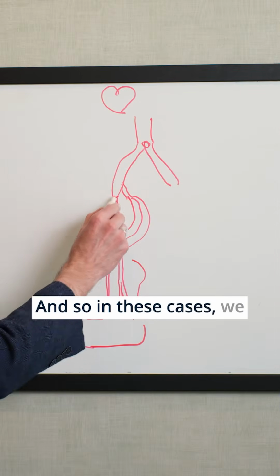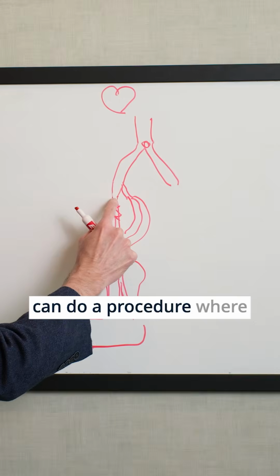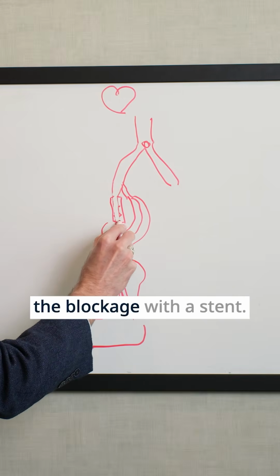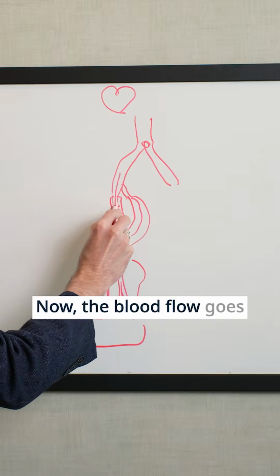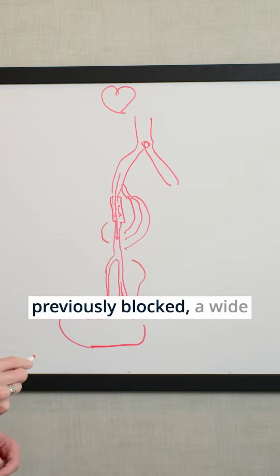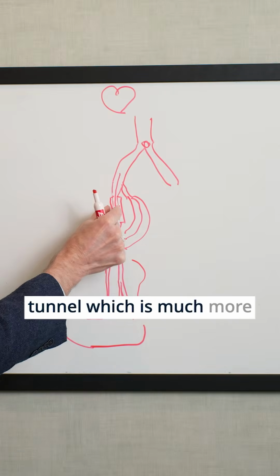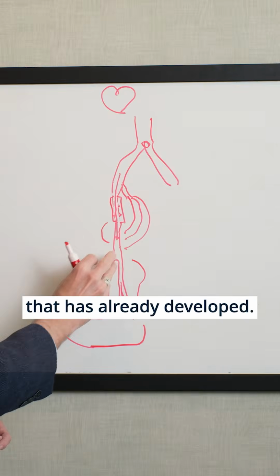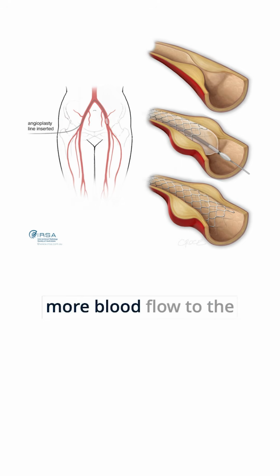And so in these cases, we can do a procedure where we get a wire to go through this blockage and open up the blockage with a stent. Now the blood flow goes through the area that was previously blocked, a wide tunnel which is much more effective at delivering blood than all of the collateral flow that has already developed. And in this way, we have more blood flow to the muscle, and in turn, you no longer have symptoms with issues walking long distances.